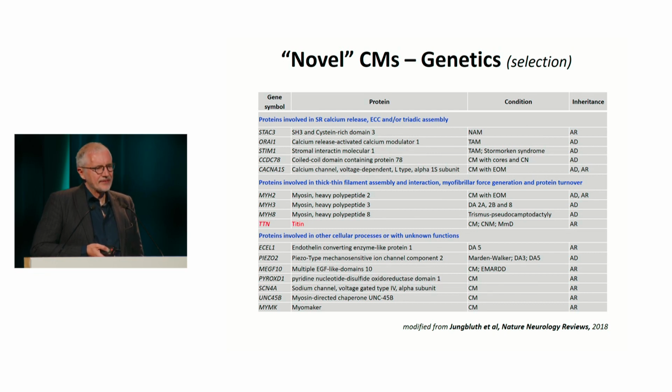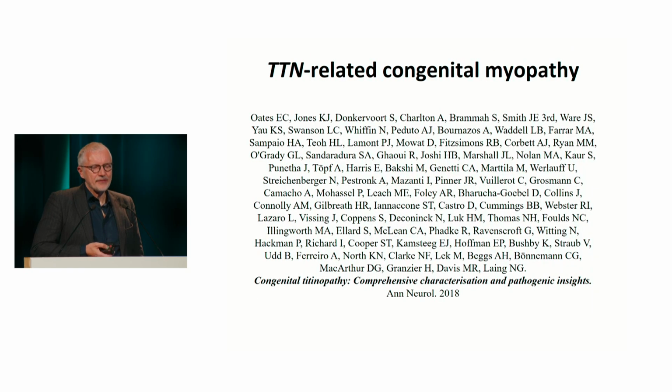But one condition I wanted to specifically mention is the evolving spectrum of congenital myopathies due to recessive mutations in the titin gene. And as Volker has already described, titin was initially implicated in limb girdle muscular dystrophies, distal myopathies described extensively by the Finnish colleagues. But most recently, it has also been recognized as a very common cause of congenital myopathies, described for the first time and very comprehensively in this seminal paper by Emily Oates and colleagues.